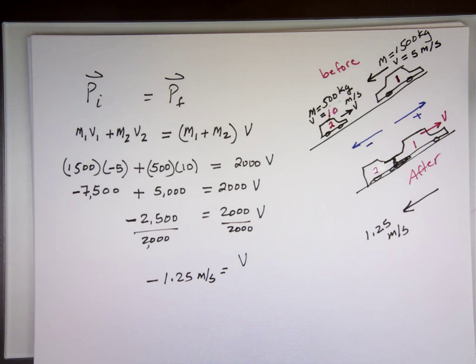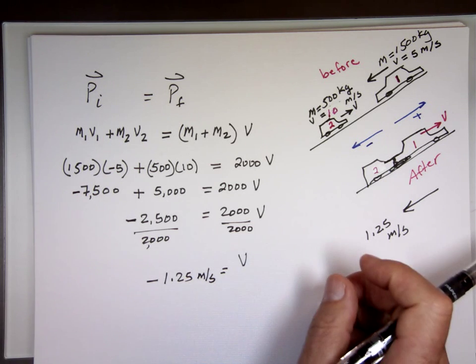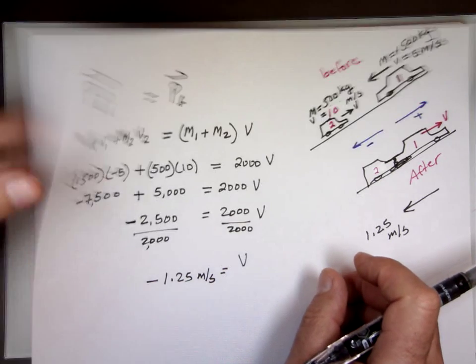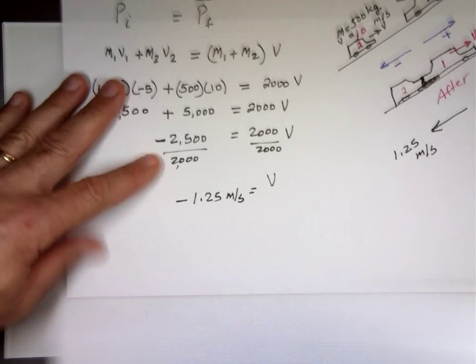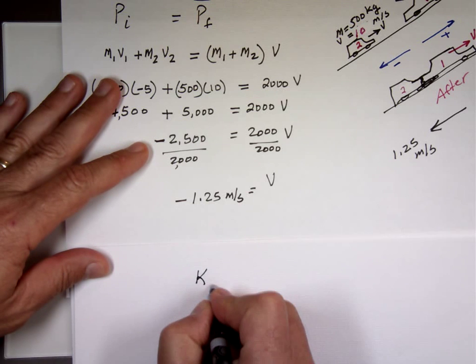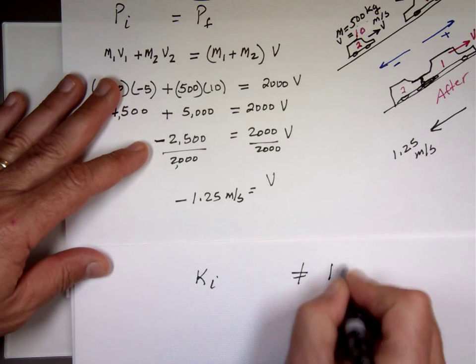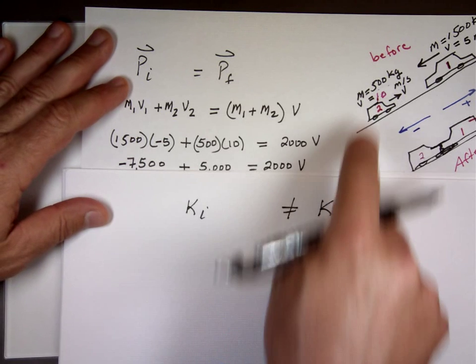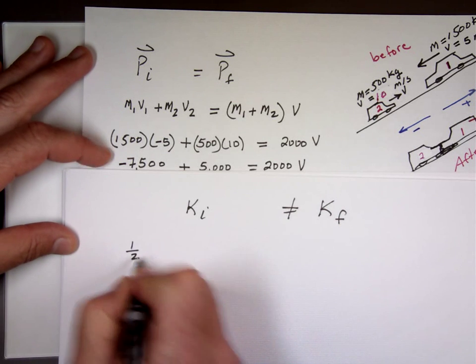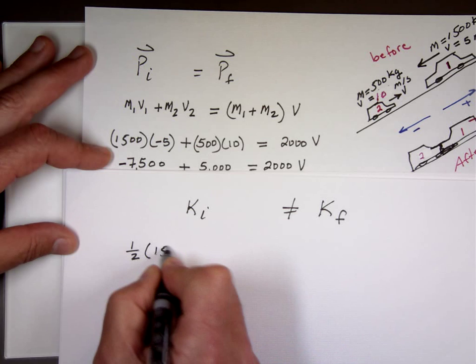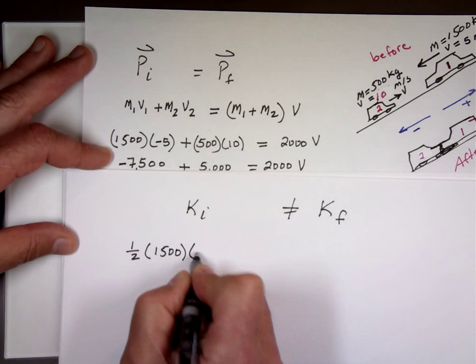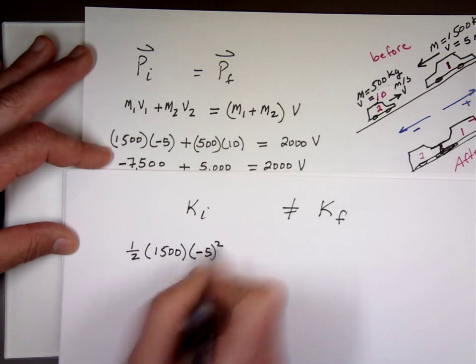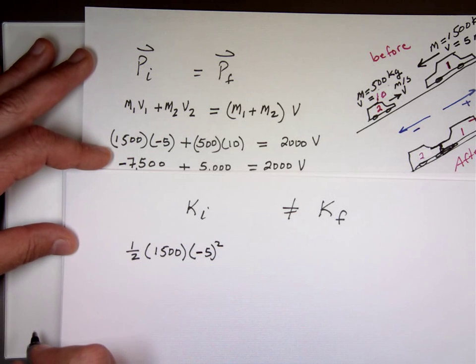Now, just to show you that the kinetic energy is not really conserved, let's look at the kinetic energy. What was the kinetic energy before and the kinetic energy after? They should not equal each other. I'm saying they don't equal each other, but let's prove it. What was the kinetic energy for this one? Kinetic energy is 1/2 the mass. The mass of the first car is 1,500 times the velocity squared. Kinetic energy is 1/2 mv squared.